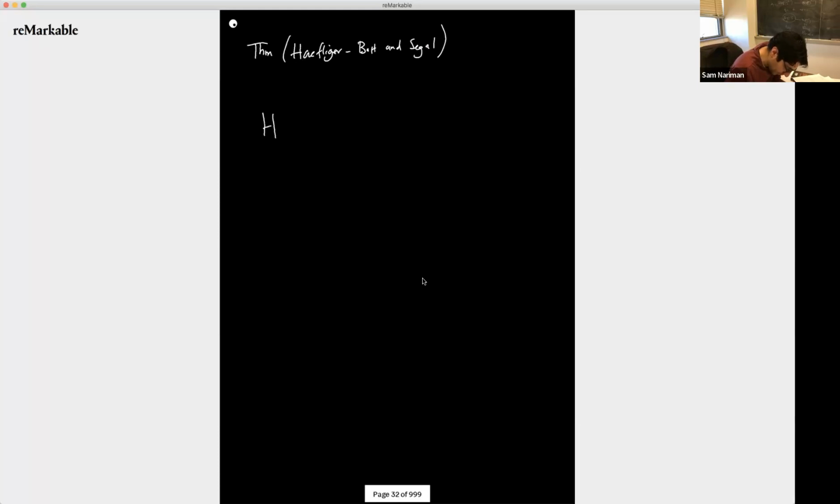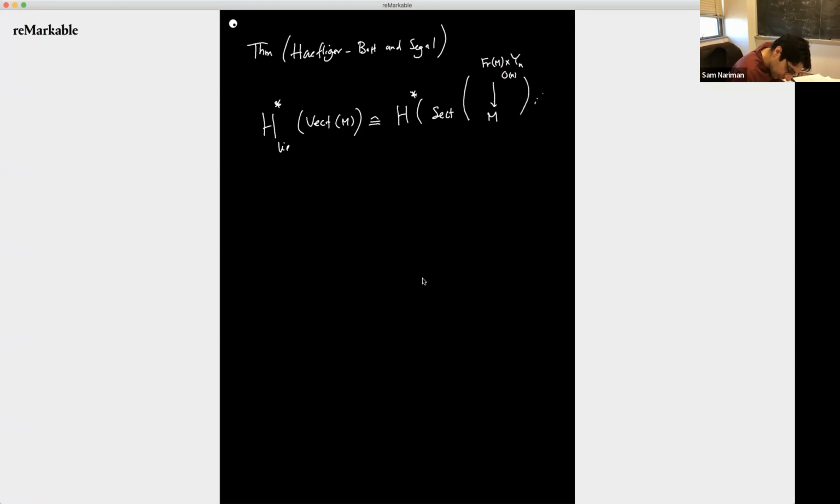is that there is an isomorphism of the Lie algebra cohomology of vector fields on M with the real cohomology of some space that I'm going to write as sections. It's a section space of some bundle over M, and this bundle is described as follows. I'm going to write M, consider the frame bundle of M, and twist it with Y_n, so twist with the O(n) action. This is with real coefficients.